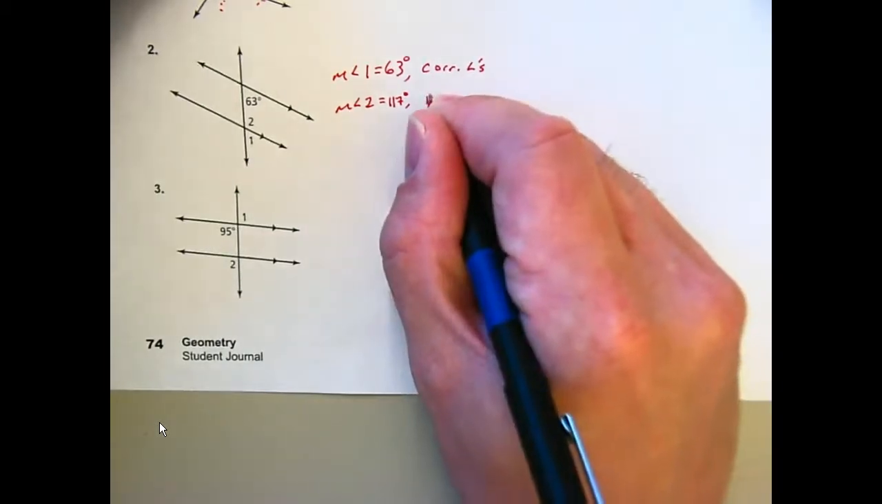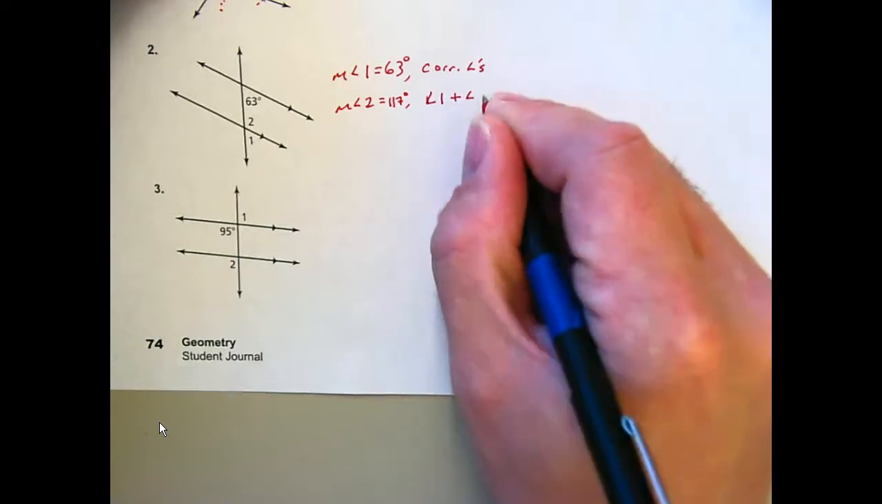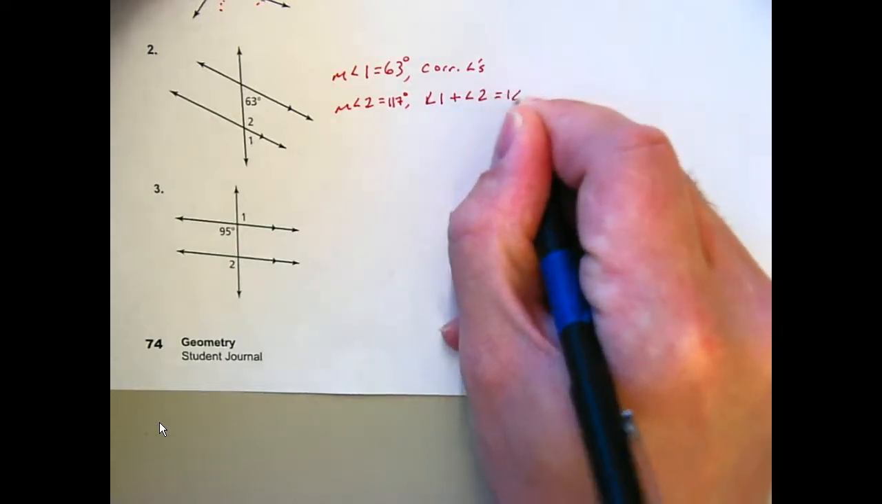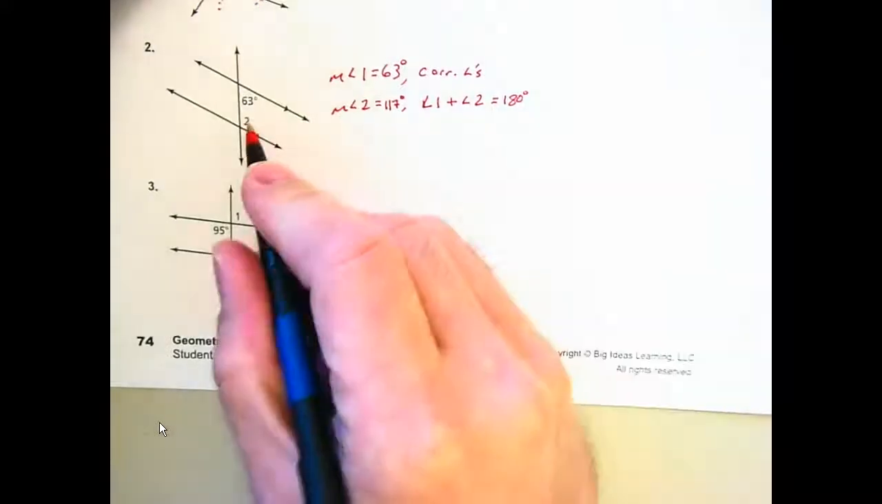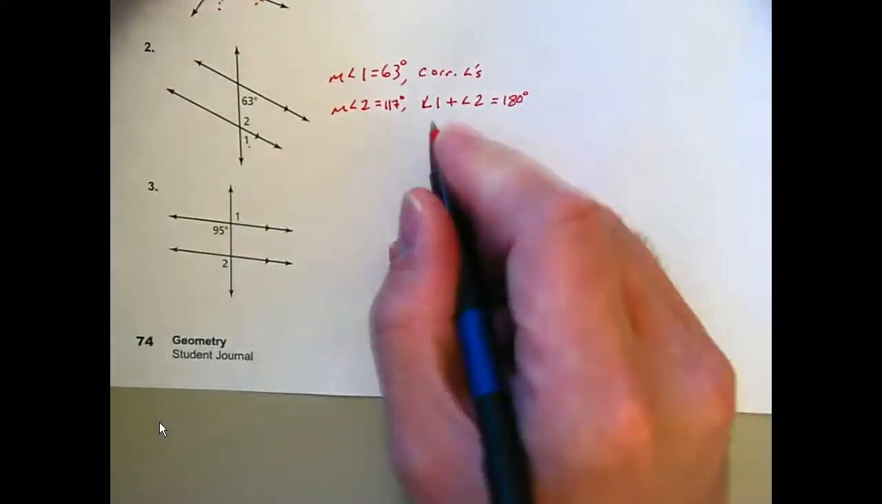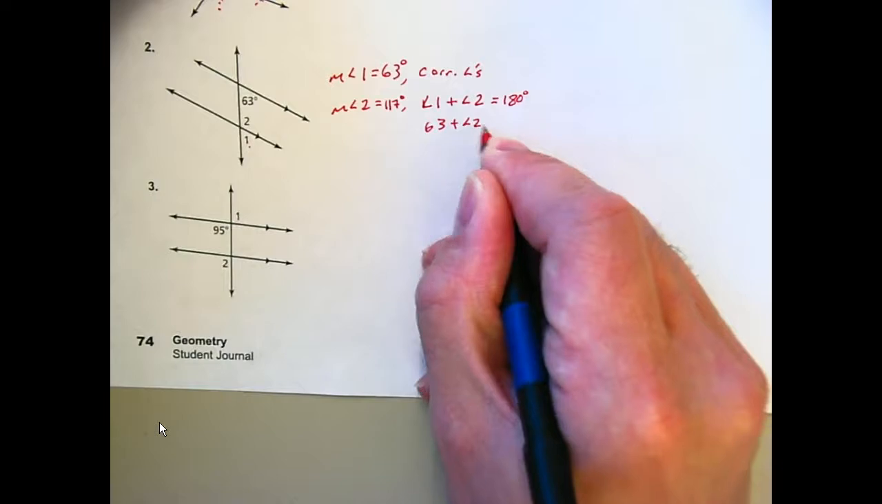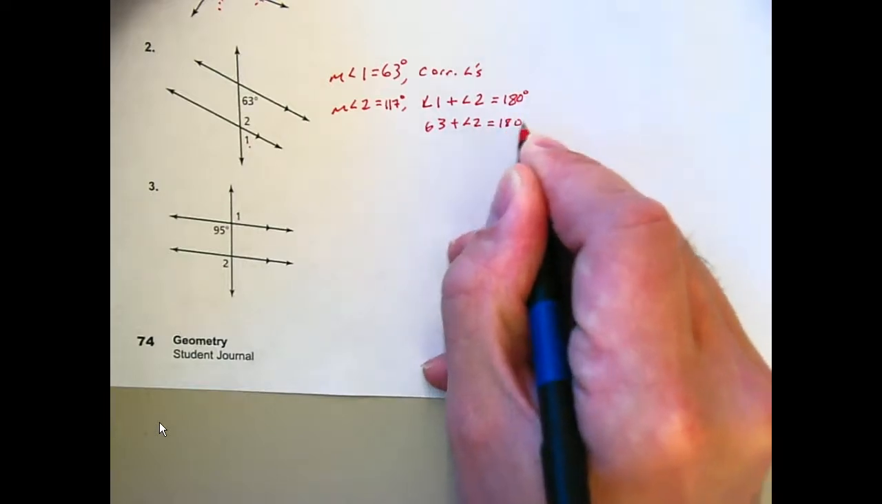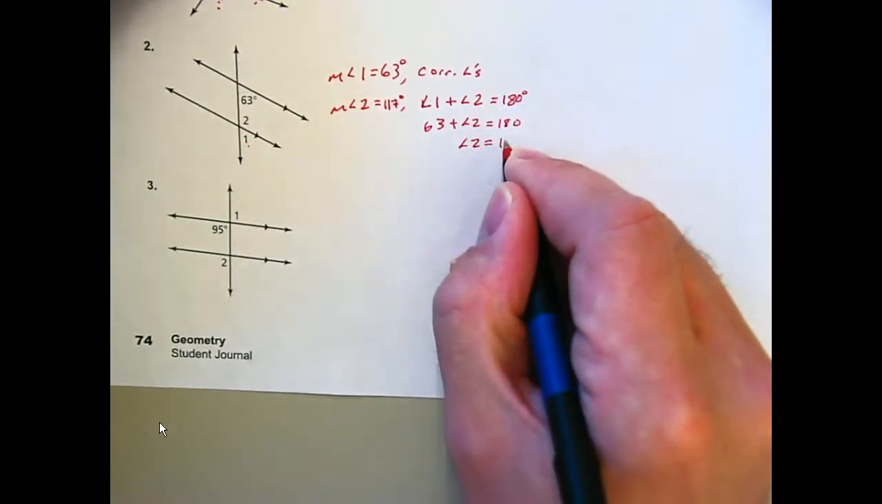So angle 1, plus, no, it's Shelby. Don't try to confuse me. Angle 1 plus angle 2 is 180. Okay? And that means since angle 1 is 63, angle 2 would have to equal 170. Or, excuse me, 117.